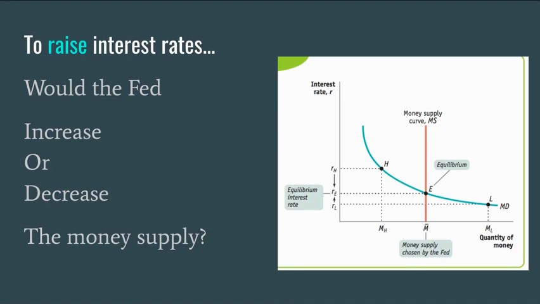To raise interest rates, the Fed would decrease the money supply. Now let's talk about the opposite scenario. If they wanted to lower interest rates, would they increase or decrease the money supply? Look at the graph. They would increase the money supply. So that's a graphic way to look at it.